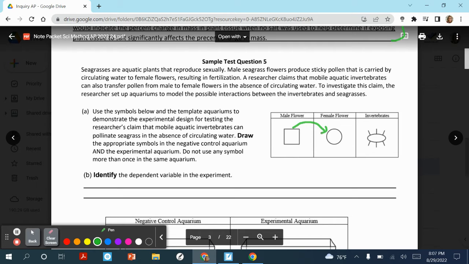It says a researcher claims that mobile aquatic invertebrates can also transfer pollen from the male to female flowers when there's no circulating water. So to investigate this claim, the researcher set up aquariums to model the possible interactions. So I'm right here on A. It says use the symbols below and the template to demonstrate the experimental design. So they want you to design an experiment to test the researcher's claim that mobile aquatic invertebrates can pollinate seagrass in the absence of circulating water. Draw the symbols in both aquariums, and do not use any symbol more than once. So let's take a look at our aquariums down here.